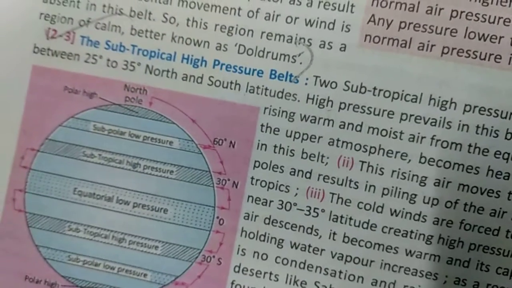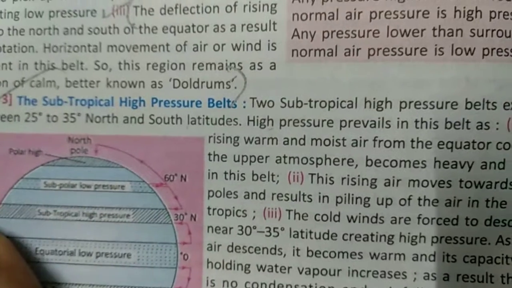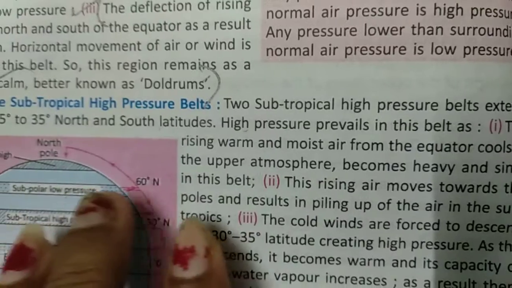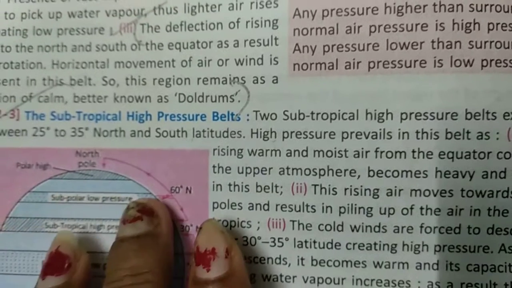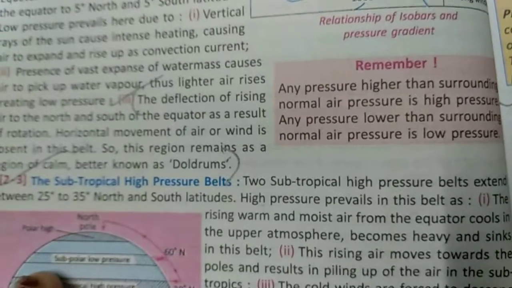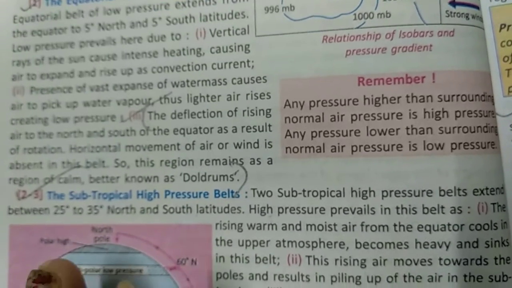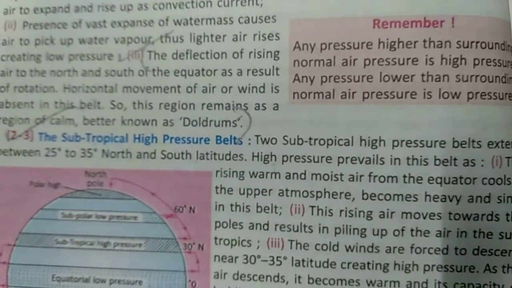Now next comes the subtropical high pressure belt. These are the two subtropical high pressure belts, one in the southern latitude, one in the northern latitude. The high pressure belt prevails between 25 to 35, that means 0 to 25, after that the equator is there. Here it is 25 to 35.